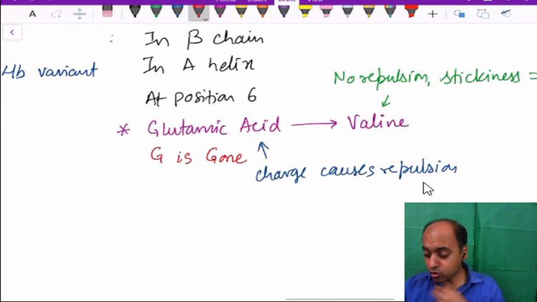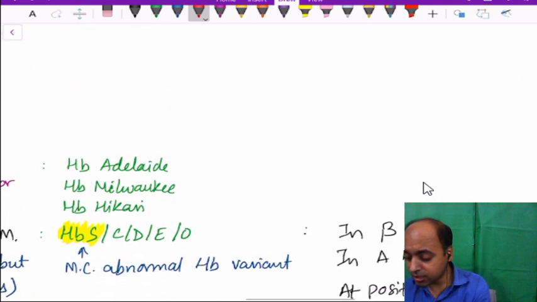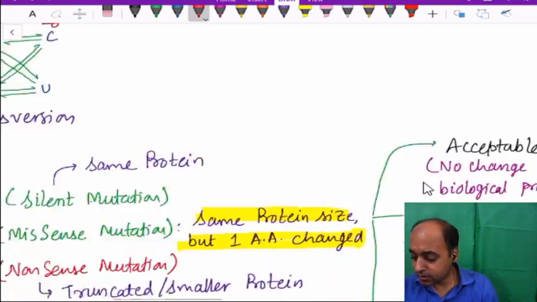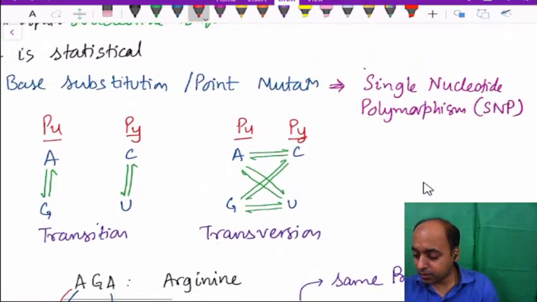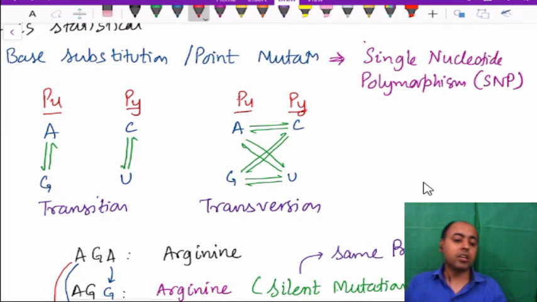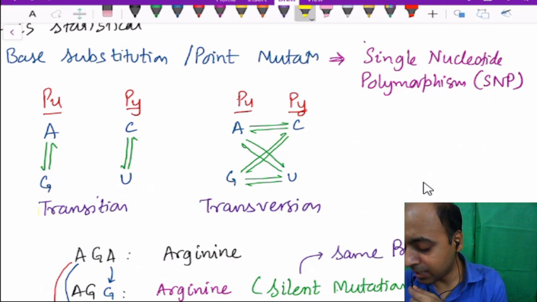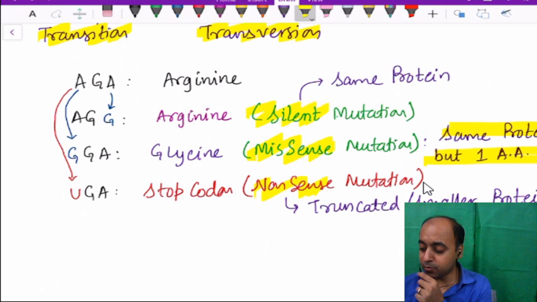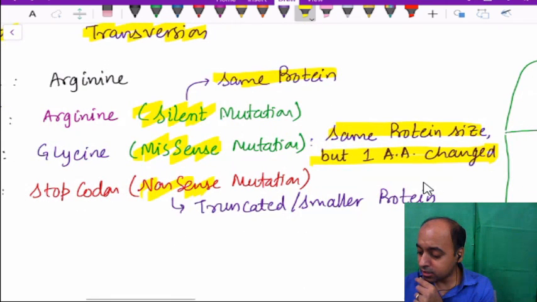So this is about the most common type of mutation that you will come across, which I had told you, and that is the base substitution or the point mutation. The base substitution or the point mutation is the most common type of mutation. It can be transition or transversion. The transition and transversion result in the silent, the missense, or the nonsense mutation. In silent mutation, you get the same protein. In missense mutation, you get the same protein size, but one amino acid changed. And in nonsense mutation, you get a truncated or the smaller protein.